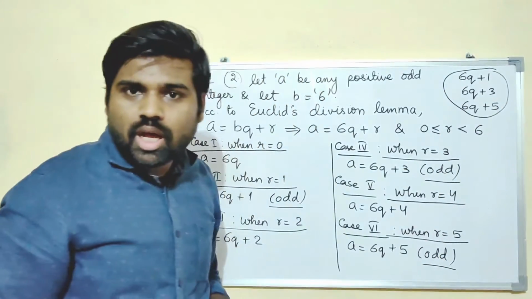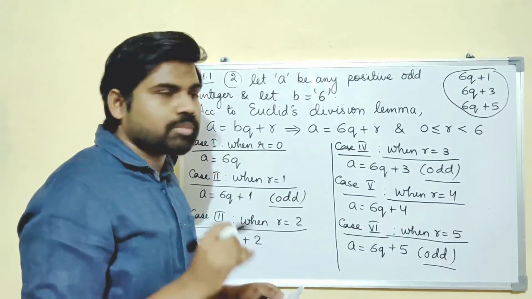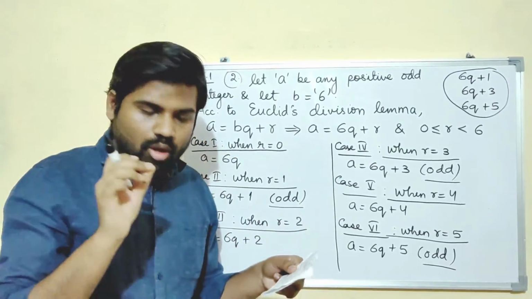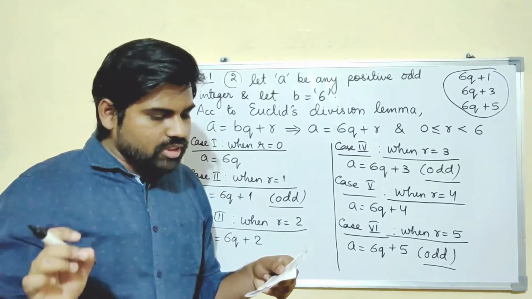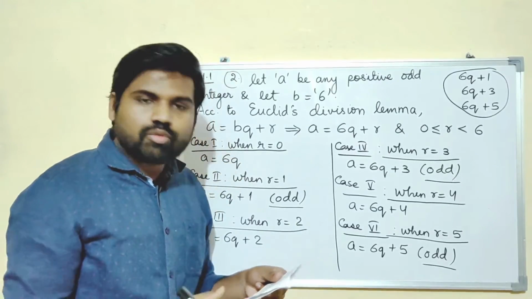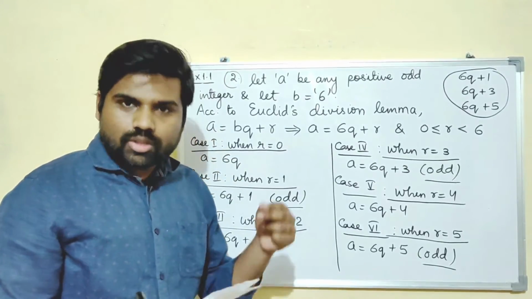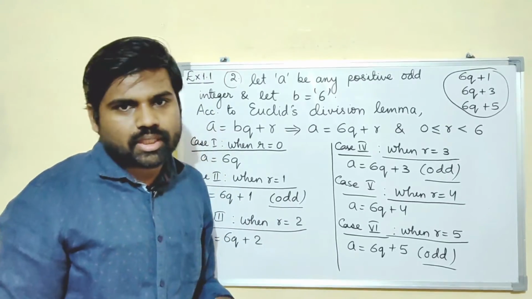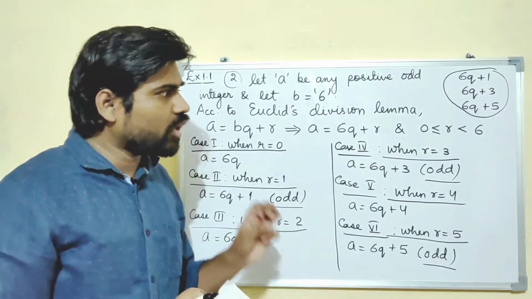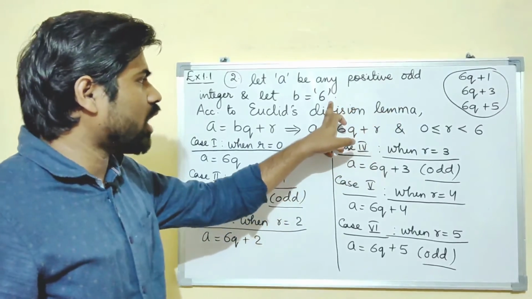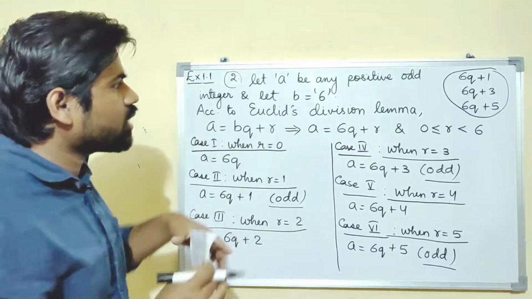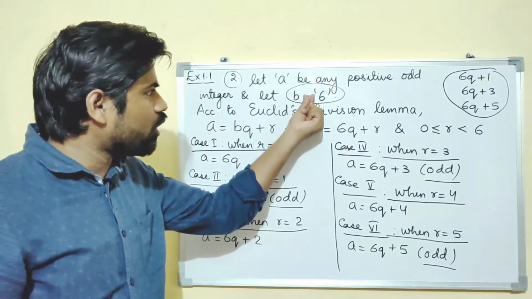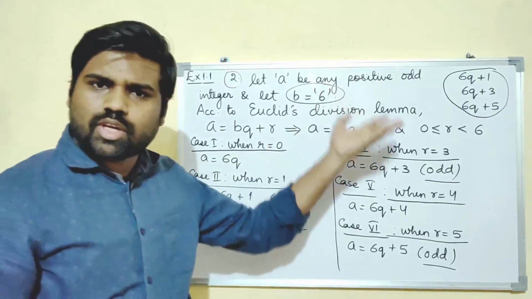Now how will you conclude? I told you that you have to conclude from the question only, which says that any positive odd integer is of the form 6q plus 1 or 6q plus 3 or 6q plus 5, where q is some integer. I hope you understood this. Very simple. You have to assume the value of b. The value of b is a main part here. If you are able to guess the value of b, you can do the cases very simply.